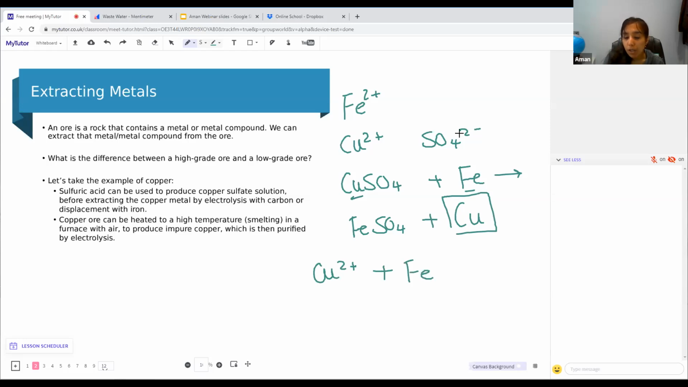When forming the products, iron has kicked the copper out, so it's now in an ionic compound, and therefore it's Fe2+. And the copper now has become a solid on its own, it's neutral, so it's Cu. So that's the ionic equation for what's happening in that process. It's already balanced as well.